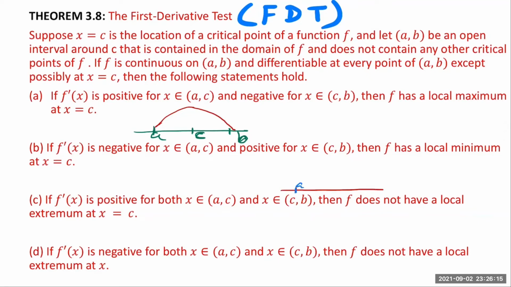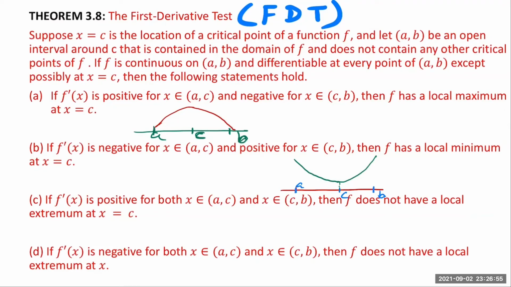This is your A, this is your B, say this is your C. Then between A and C, your f prime of x is negative. That means your graph has to look like this. And then for x between C and B, for x in this interval, your derivative is positive. So it should look like this. As you can see, you have a local minimum at x is equal to c.